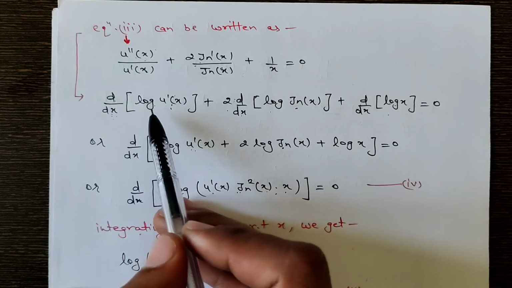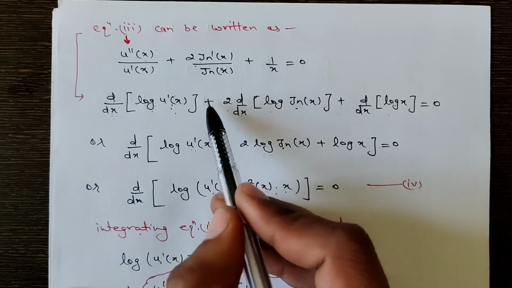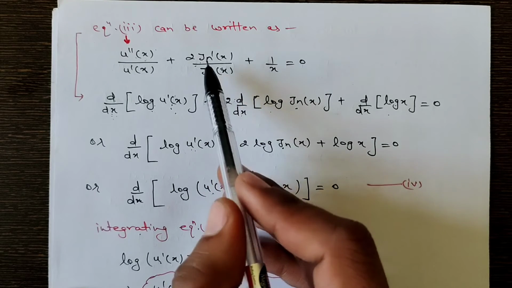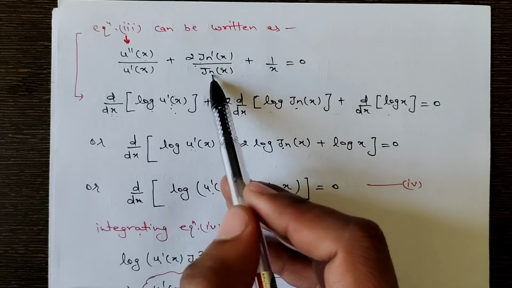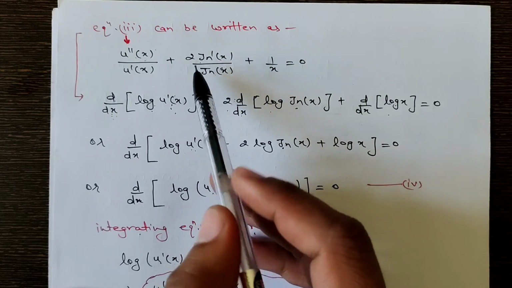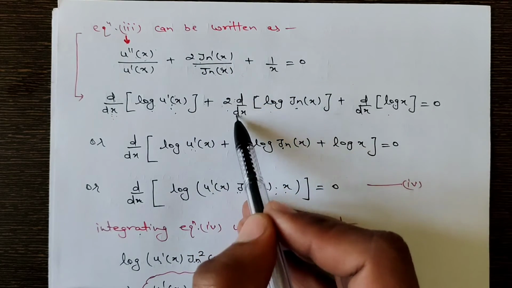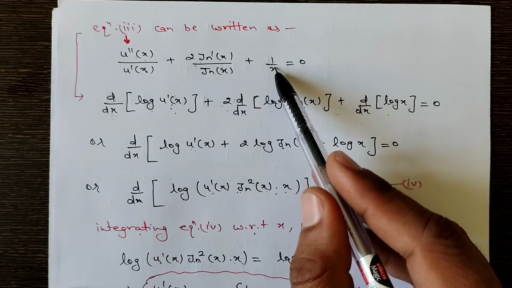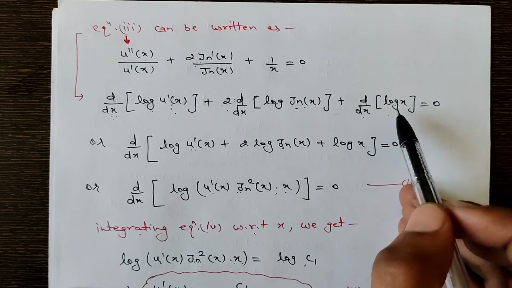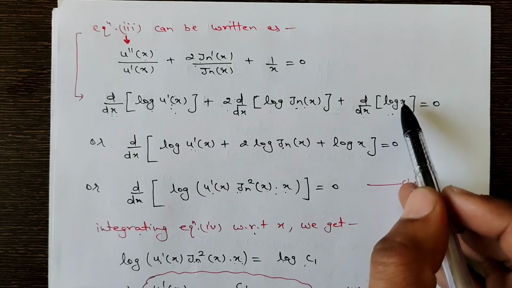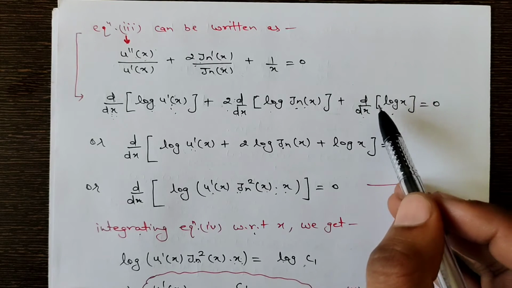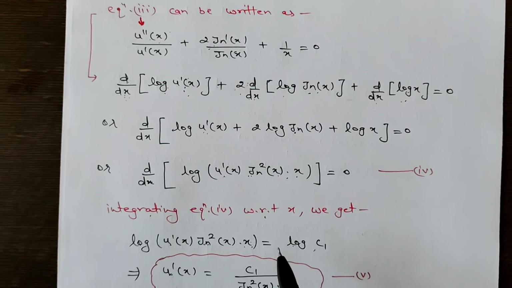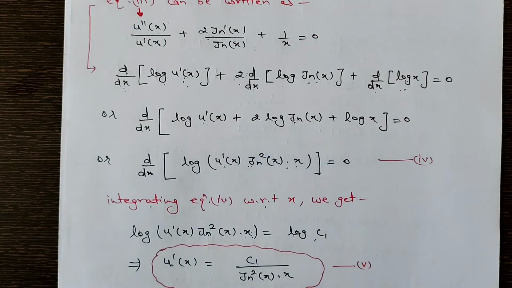d by dx of log of u prime x, plus similarly the second term is also like jn prime x over jn x, so it can be written as twice of d by dx of log of jn x, and the last term, that is plus 1 by x, it can be written as d by dx of log of x, because when we will differentiate logarithm of x we will have 1 over x. Clear?